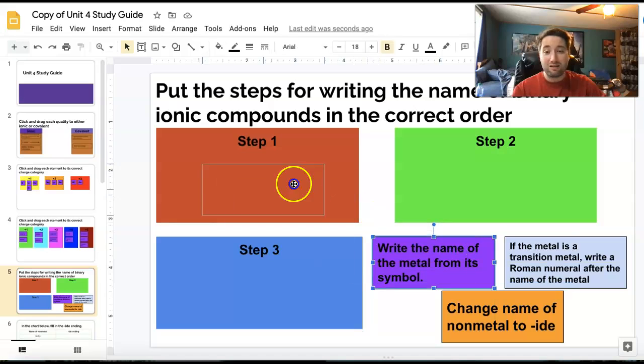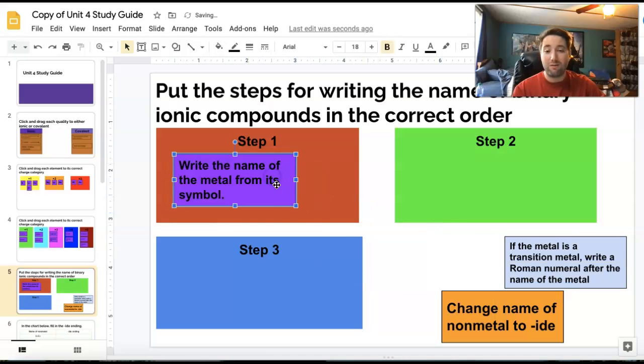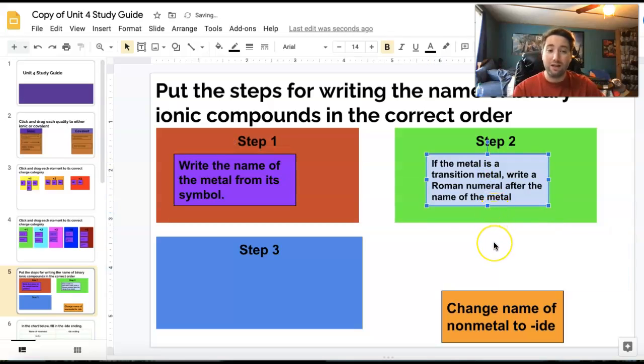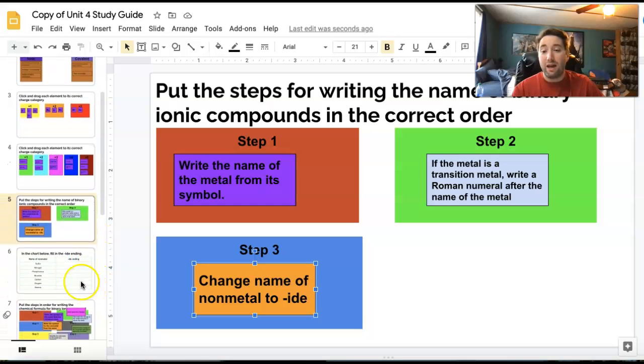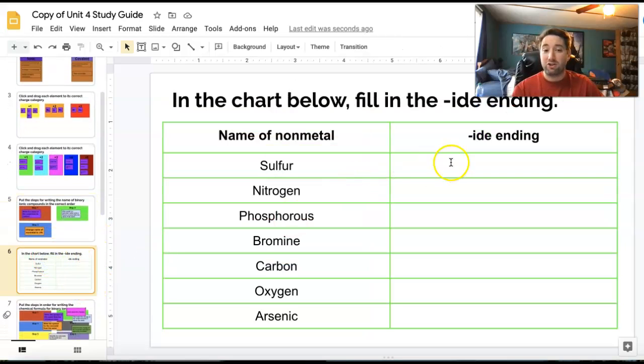So I would say this is the first step. You want to write the name of the metal from its symbol. Step 2 is you want to check and see if it's a transition metal, and if it is, you're going to need a Roman numeral. And then finally, you're going to change the name of the nonmetal to end in IDE. So again, remember, some of the IDE endings are what they will call irregulars, and that's what this next chart on this next slide is showing you.